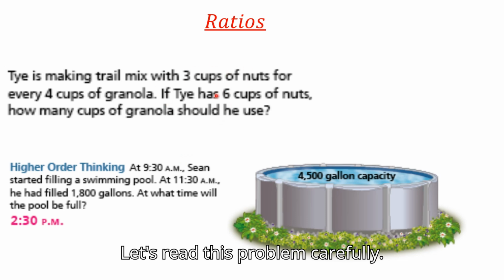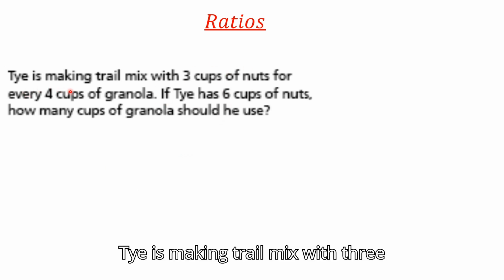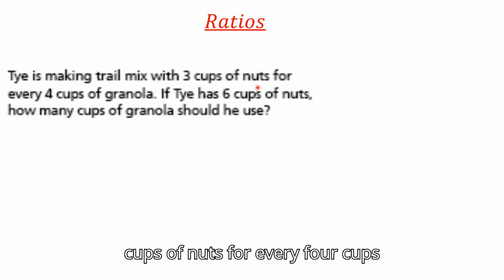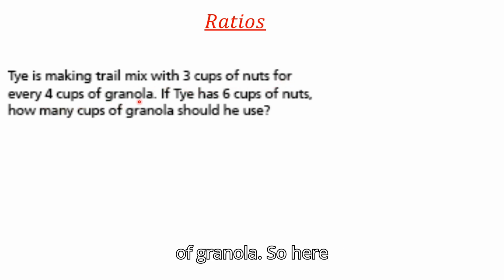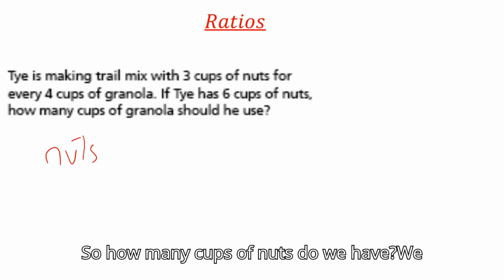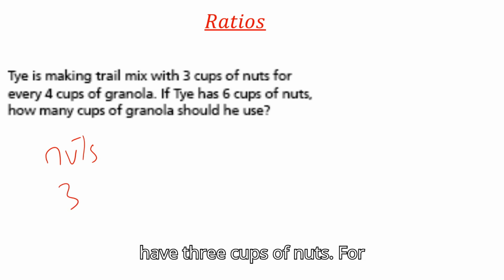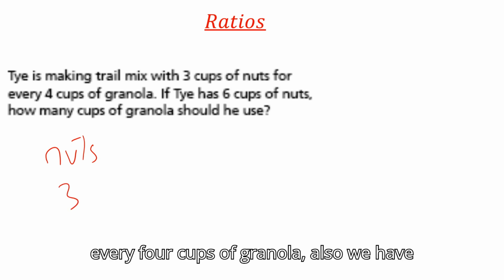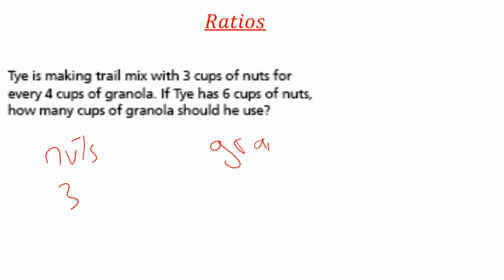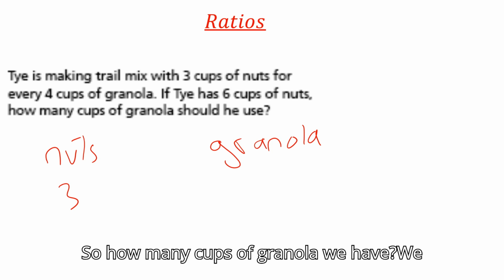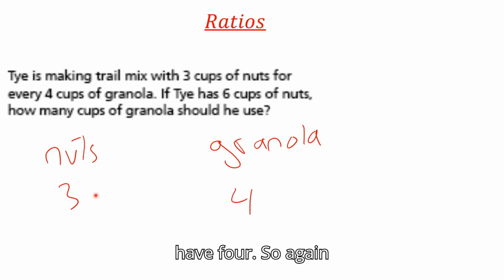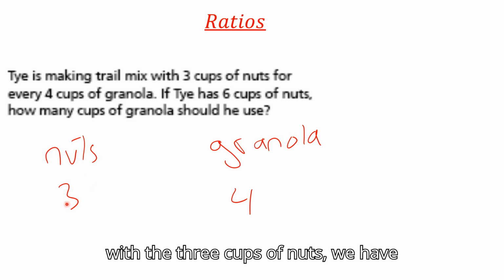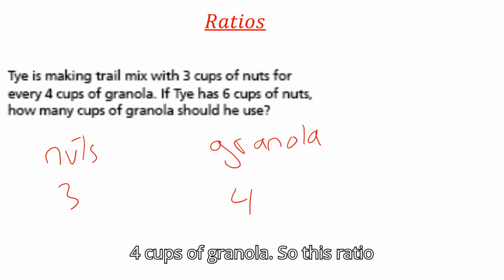Let's read this problem carefully. Ty is making trail mix with 3 cups of nuts for every 4 cups of granola. So here we have cups of nuts. How many cups of nuts do we have? We have 3 cups of nuts for every 4 cups of granola. Also we have cups of granola. How many cups of granola do we have? We have 4. So again, with 3 cups of nuts, we have 4 cups of granola.